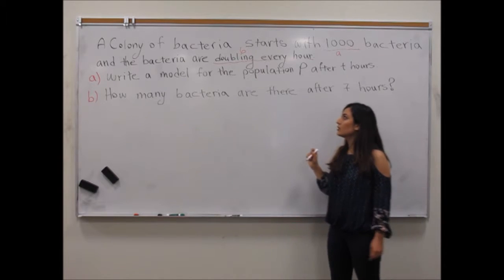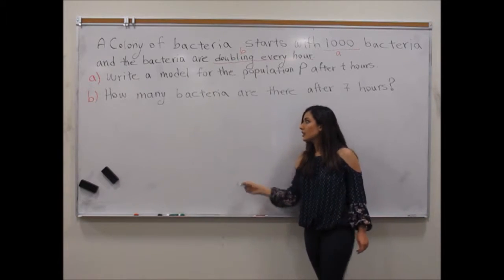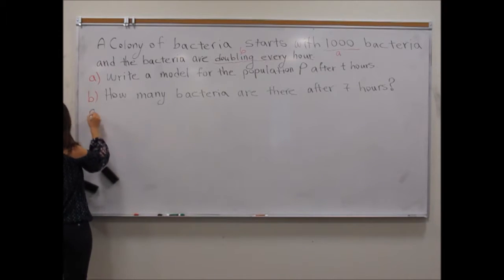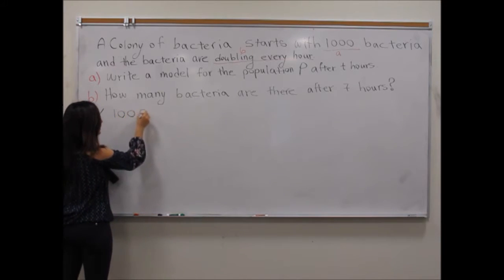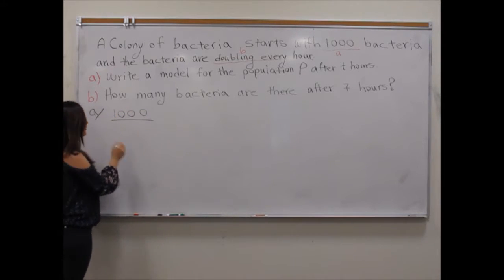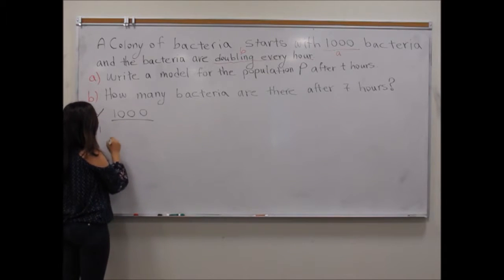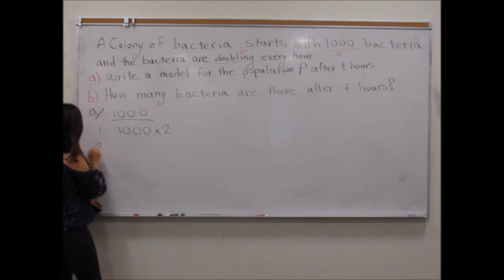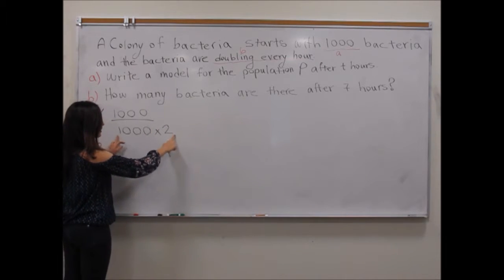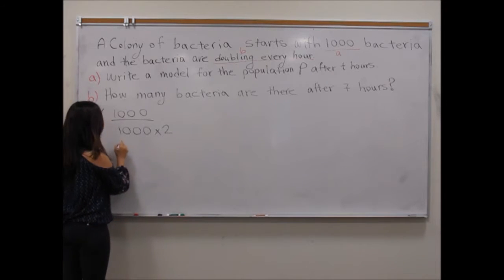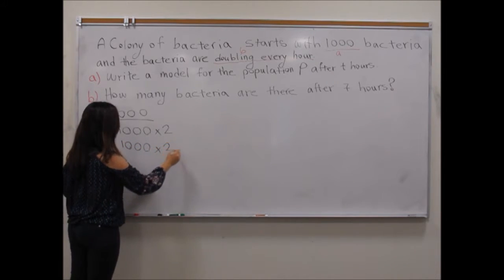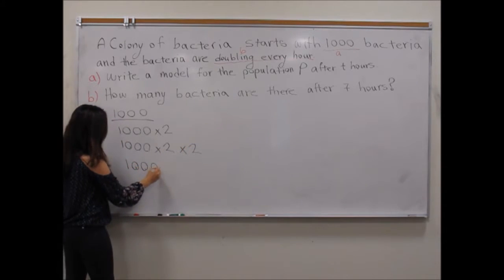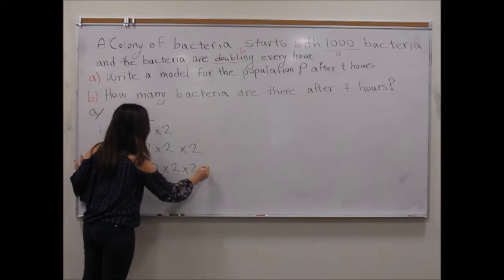To come up with a model, you can think of it like this. For part A, I started with 1,000. This is what I started with, and then after 1 hour, this 1,000 doubles. So 1,000 times 2. And then in the second hour, this number that I have here gets multiplied by 2 again. So 1,000 times 2 times 2. And then the third hour, 1,000 times 2 times 2 times 2.